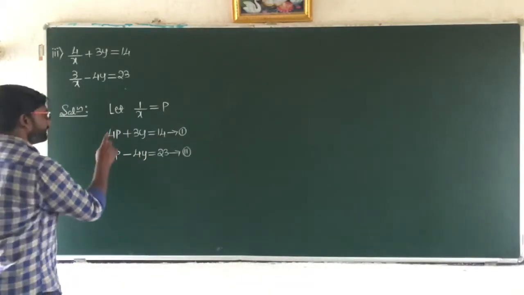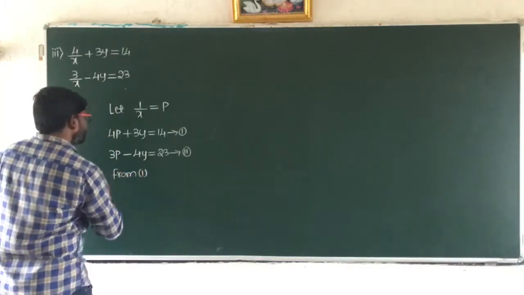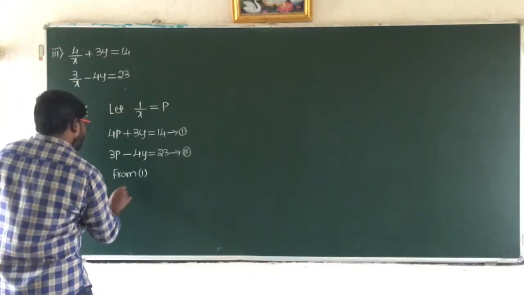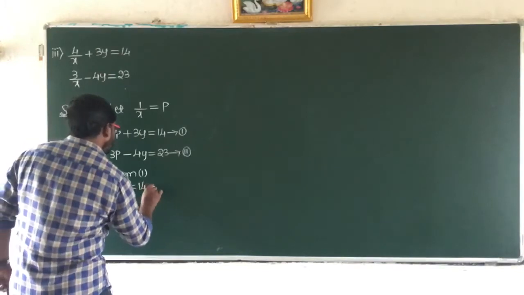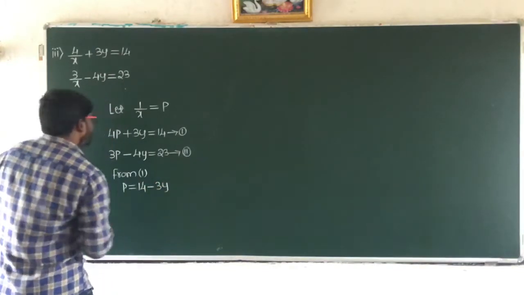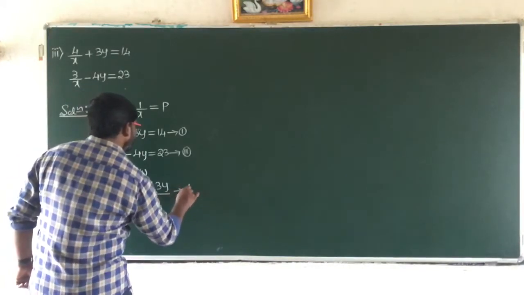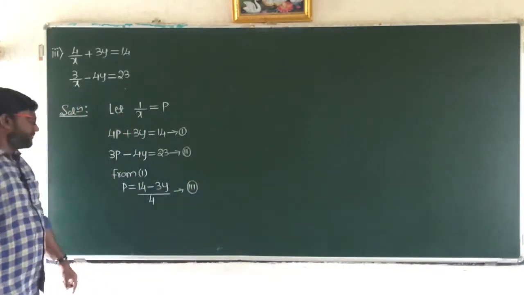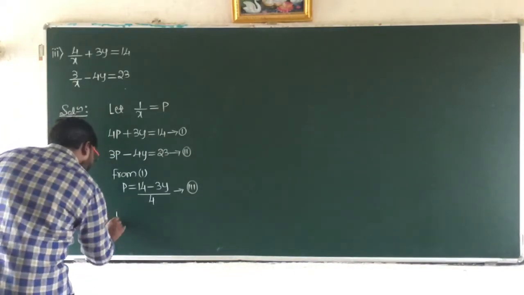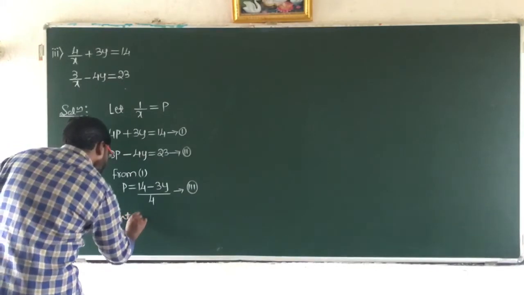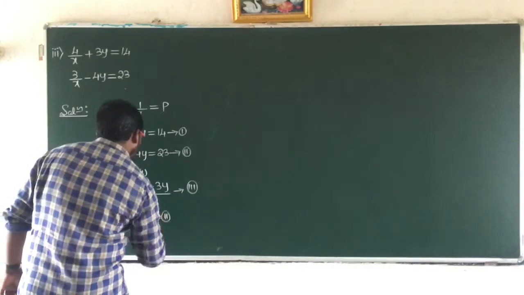So here from equation 1, let us separate p here. p which is equal to 14 minus 3y divided by 4. Call this equation number 3. So we have to substitute 3 in equation 2. So put equation 3 in equation number 2.